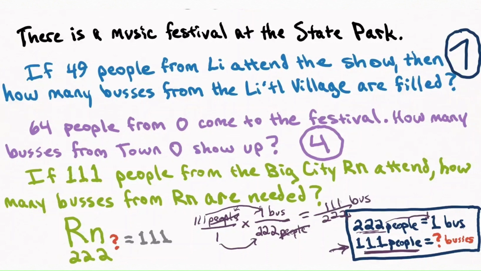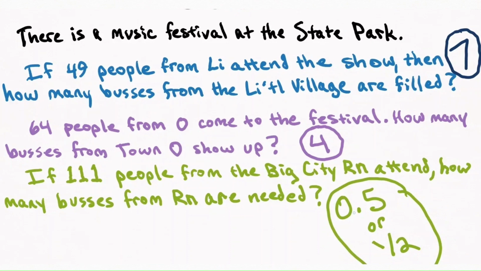Now, if we put into our calculator 111 divided by 222, we're going to get 0.5, otherwise known as 1/2. So we only need half a bus. So the answer is 0.5 or 1/2. Now, since it's chemistry, you want to go with the decimal, not with the fraction.